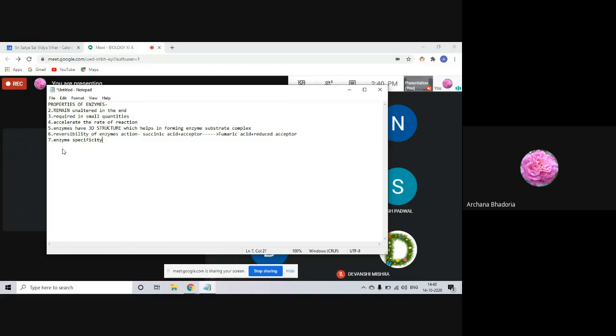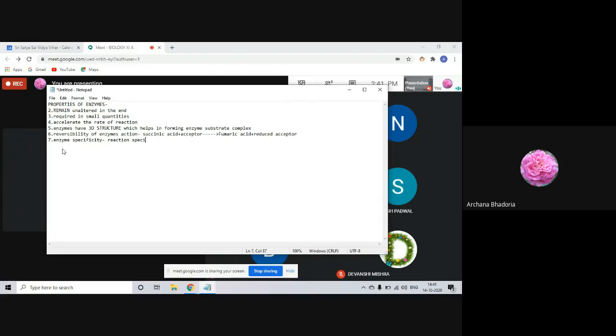Enzyme specificity. You can write down. This is the most fundamental and important property of enzymes. The specificity may be of any kind. Example, reaction specificity.